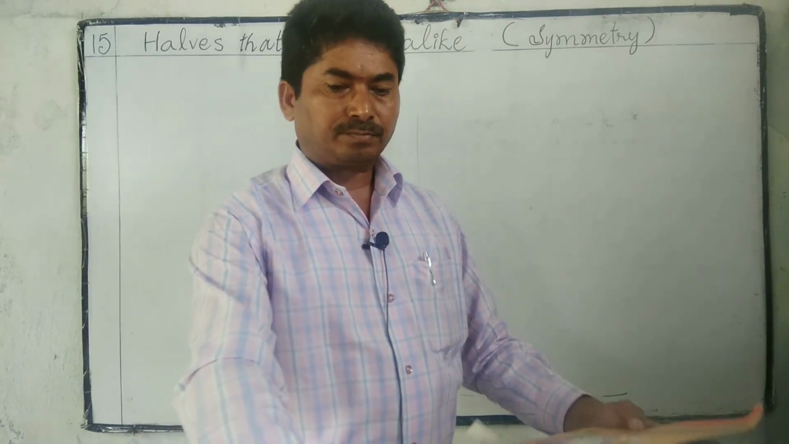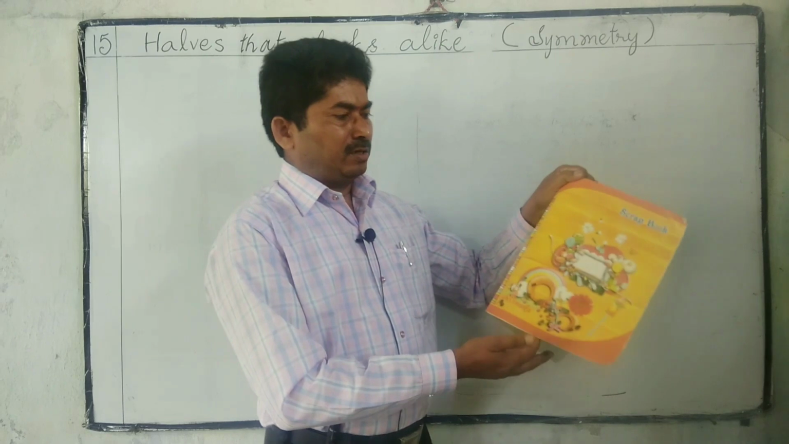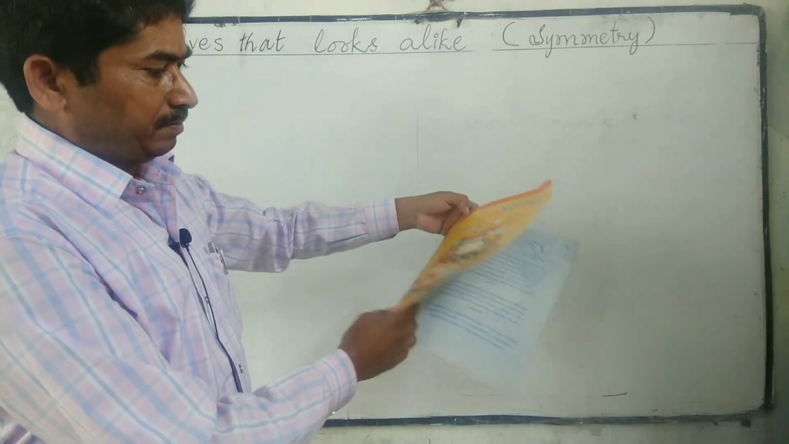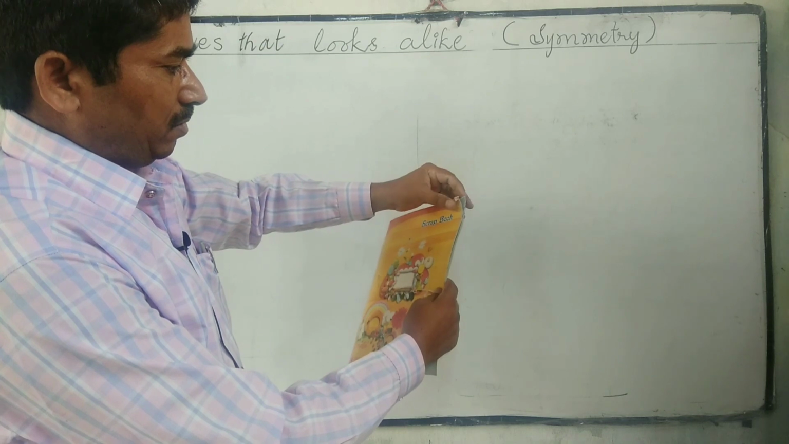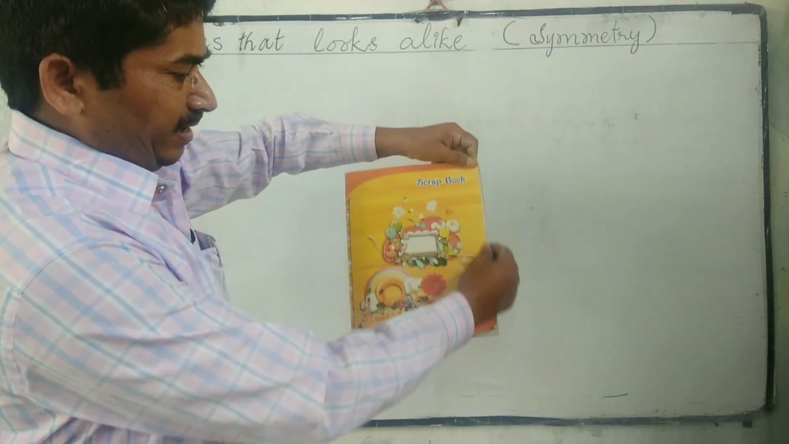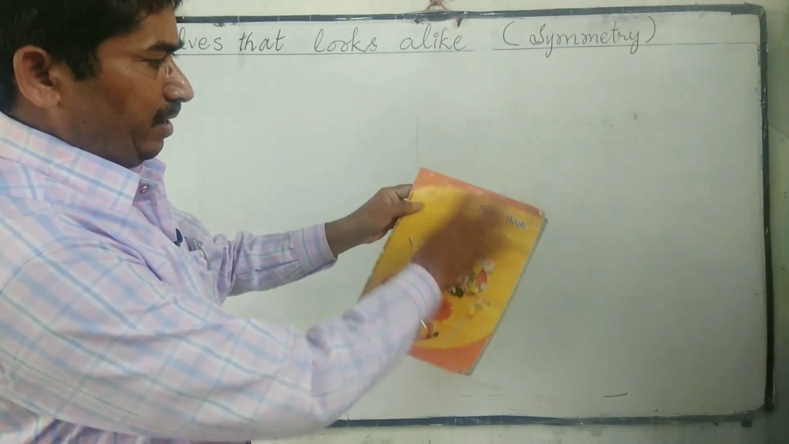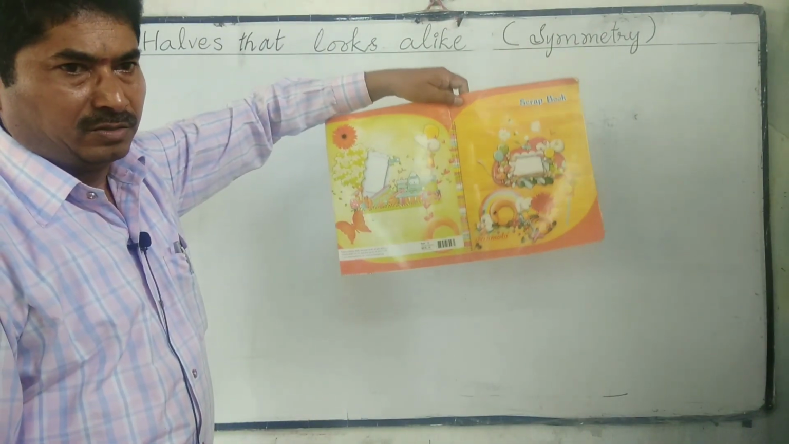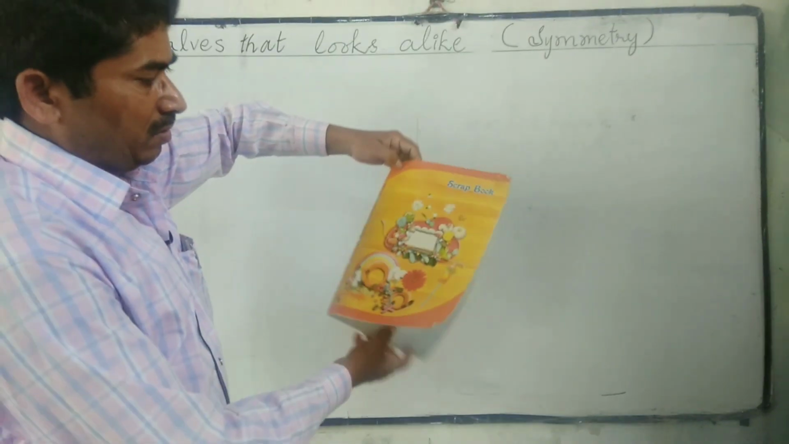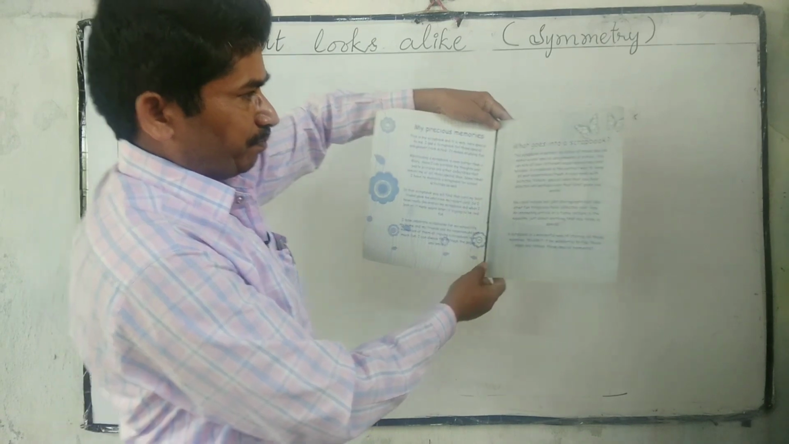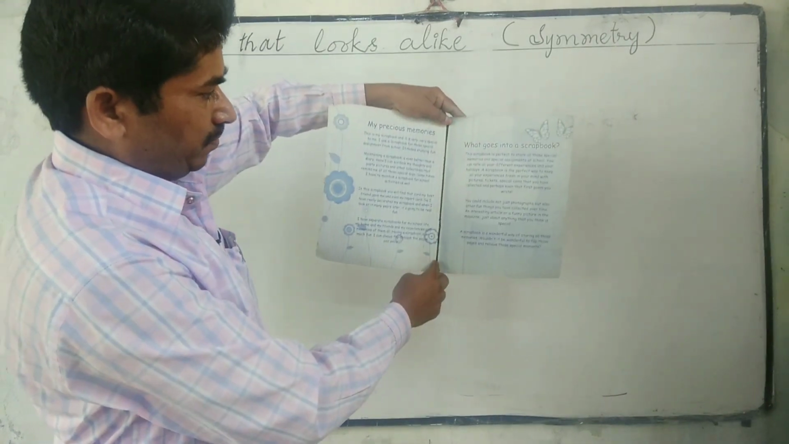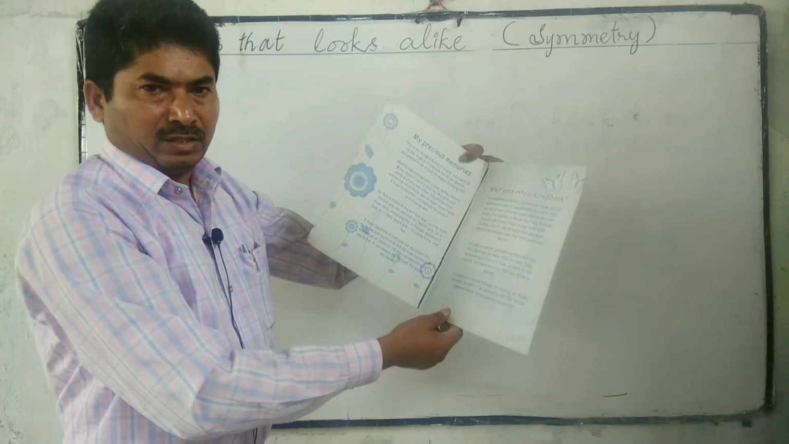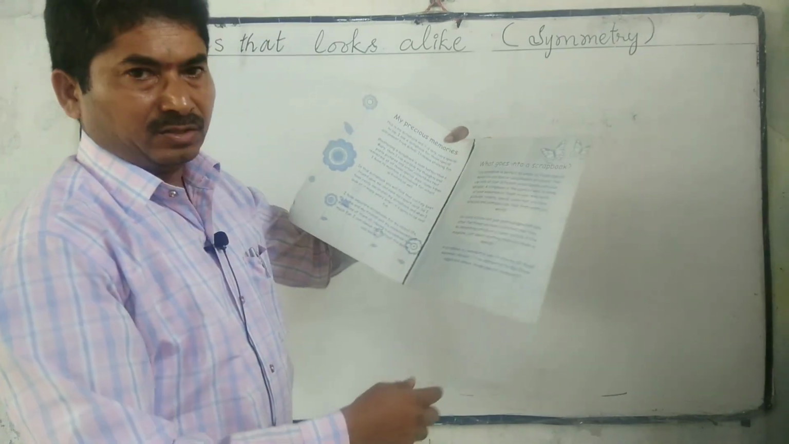For example, this is a cover of a scrapbook. If we fold it, the edges coincide. So it is a symmetry figure or symmetry thing. Where it is folded, here is a line. This line is called the line of symmetry.